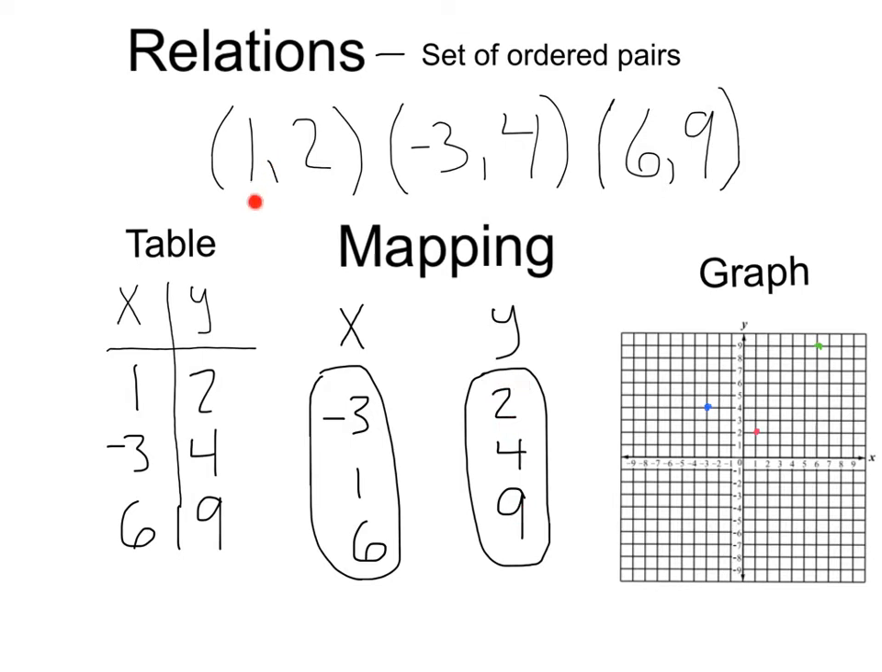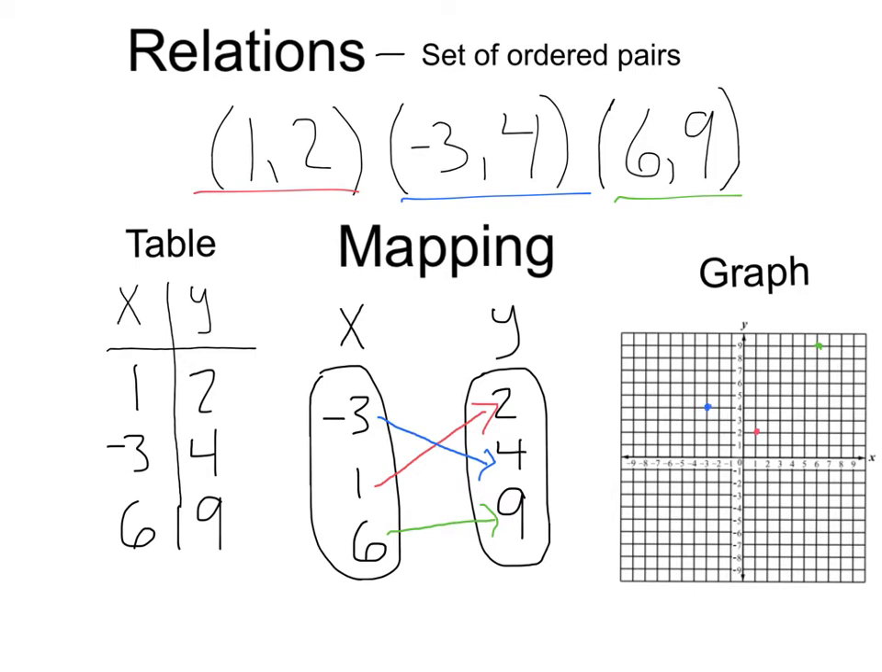Now, looking over at our points, we have (1, 2). How we represent that on our mapping is we go from 1 to 2, and that would represent the point (1, 2), or this point right up here. Our next point, (-3, 4), we just draw an arrow from the -3 going to the 4, and that would represent our point (-3, 4). And lastly, (6, 9). All we would do is the same thing, draw an arrow from the 6 to the 9, and boom, we've got our mapping.